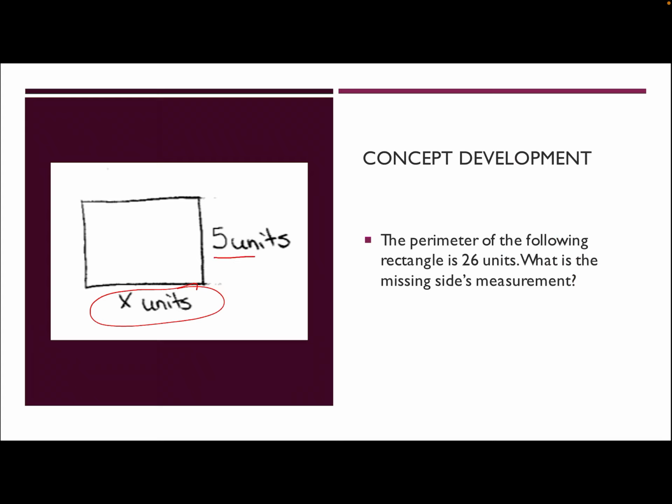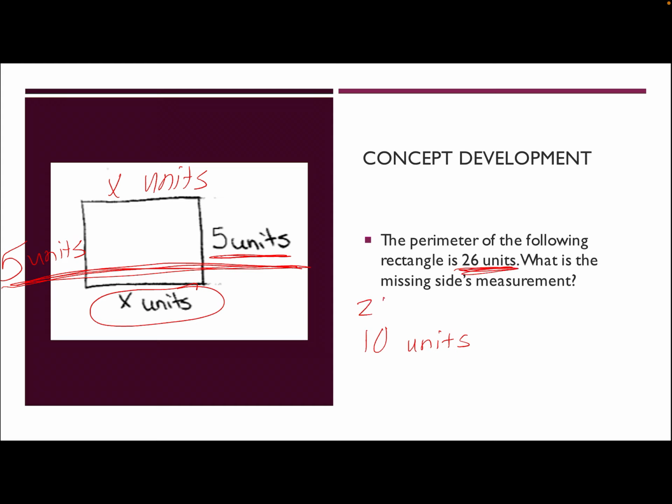We're going to take this 5 units on this side and mirror it on the left. So 5 units. Okay, and we're going to take this x units on the bottom and mirror it on the top. If we take our total width here, 5 plus 5, that's going to give us a total width of 10 units. And our perimeter is 26 units. So we can subtract these numbers and get 16 units. And this is going to be our total length.